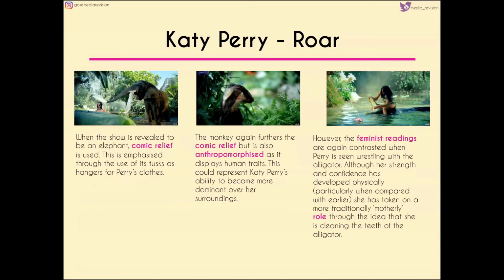for yourself. However, when the shower is revealed to be an elephant, comic relief is used, and this is emphasised through the use of its tusks as hangers for Katy Perry's clothes. Now, the monkey furthers the comic relief by covering its eyes, but it's also anthropomorphised because it displays these sort of human traits. Now, this could represent Katy Perry's ability to become more dominant over her surroundings because she's causing this reaction within nature and within the animals themselves.